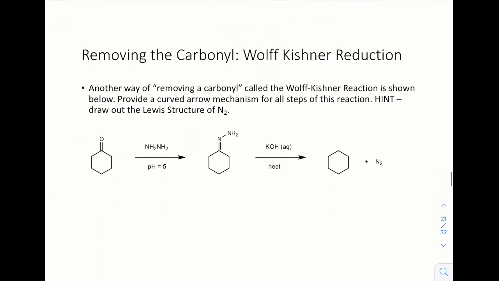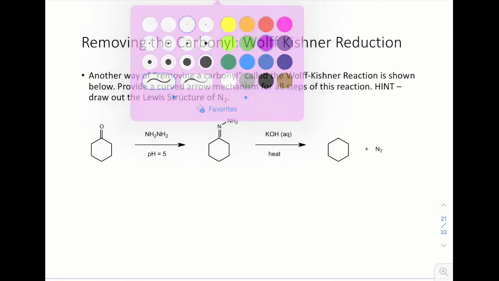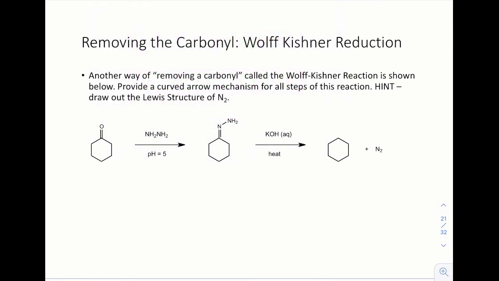That method's called the Wolff-Kishner reduction. Unlike the Clemmensen reduction, the Wolff-Kishner reduction is conducted under basic conditions. It is a two-step reduction, and as you can see, it's not specific to aryl ketones. Here I have an aliphatic ketone, that just means sp3 carbons. It is a two-step process.